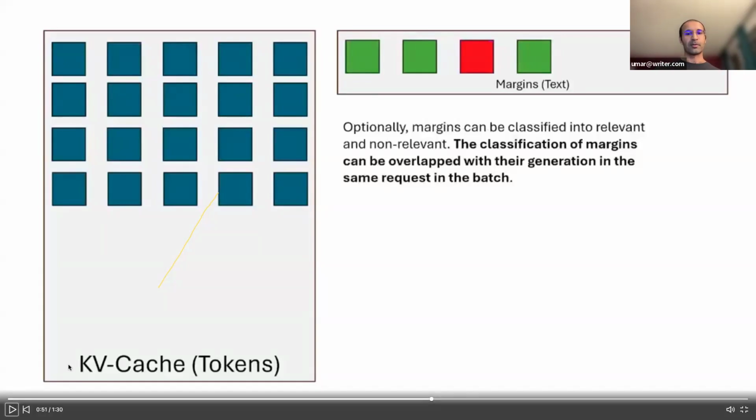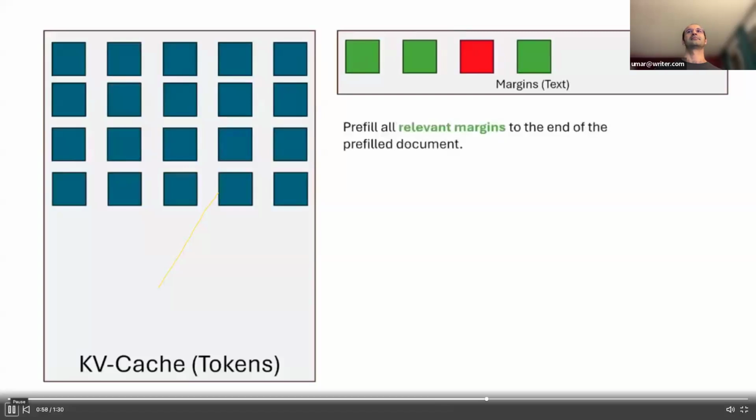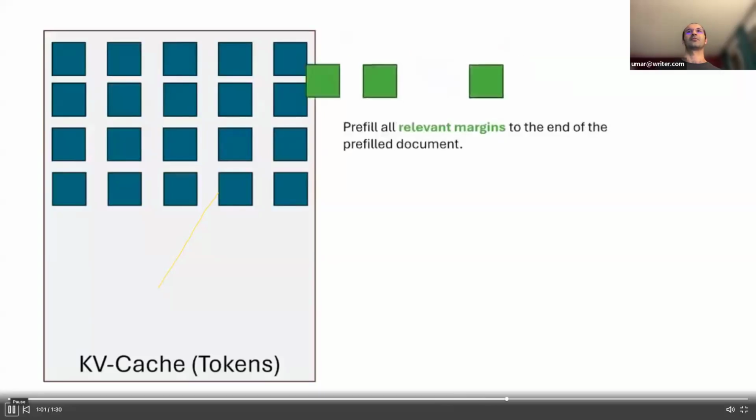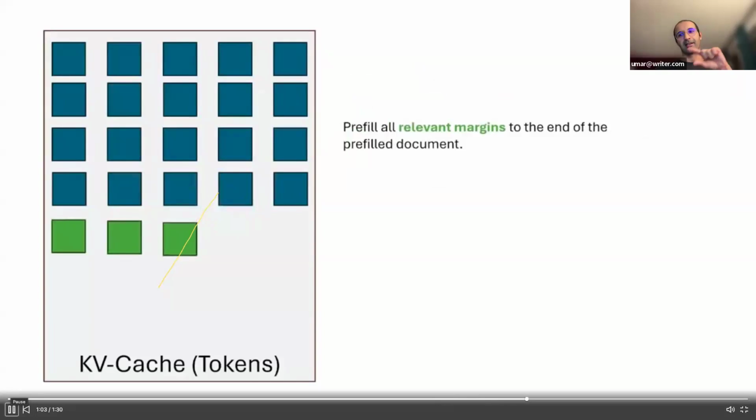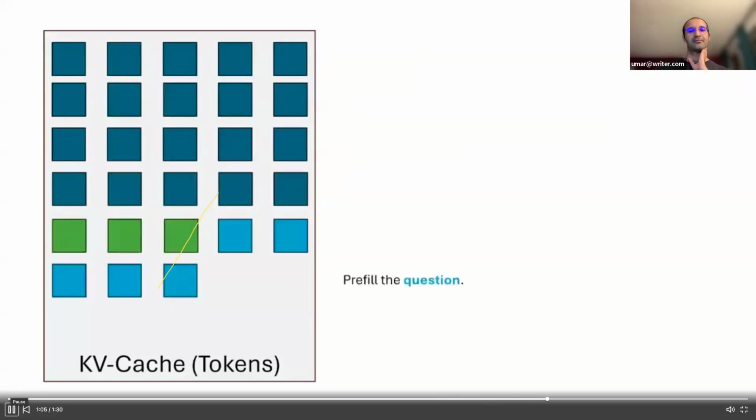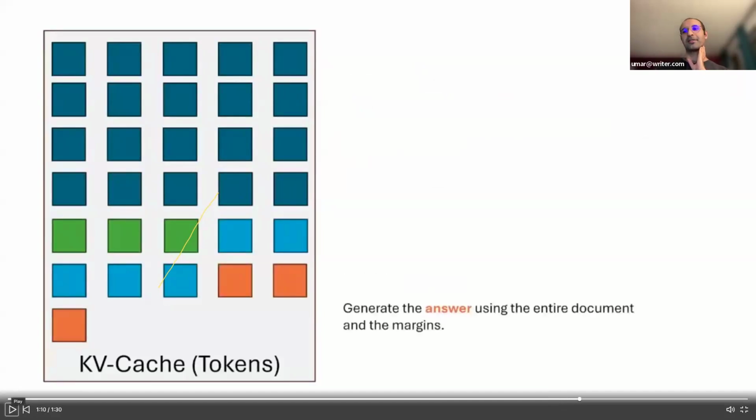Does the margin pertain to all previous chunks or only the current one? All the chunks up to that margin. So the first margin, only the first chunk; the second margin, chunks 1 and 2; the third margin, chunks 1, 2, and 3, etc. Because we want to leverage the pre-filled KV cache. Okay, so we classify these margins, and then we append them at the end. And then we append the question. And then we generate the final answer.